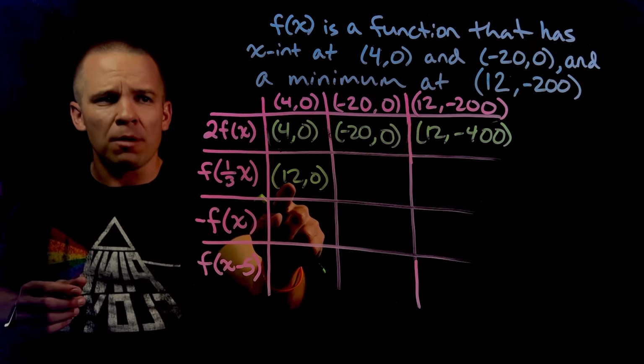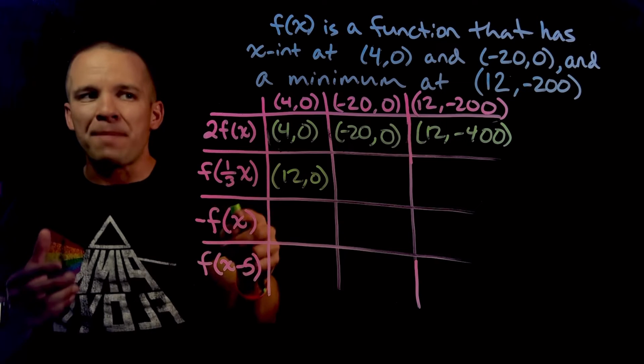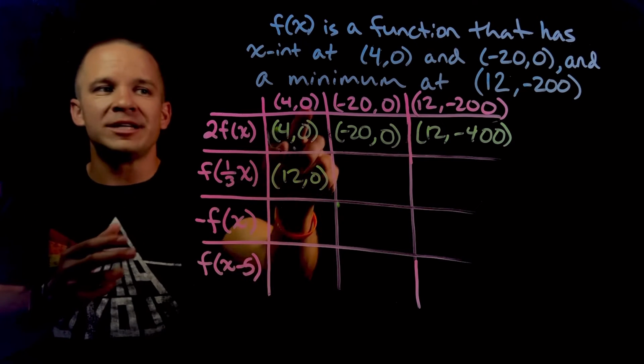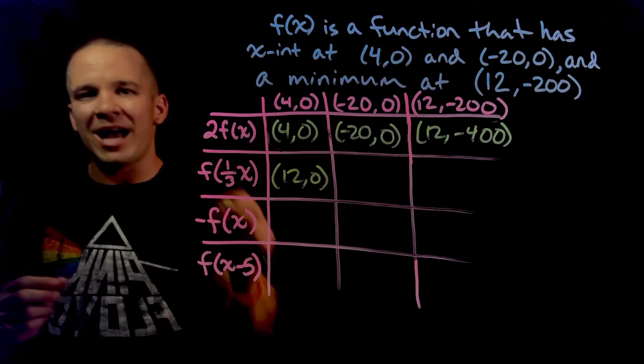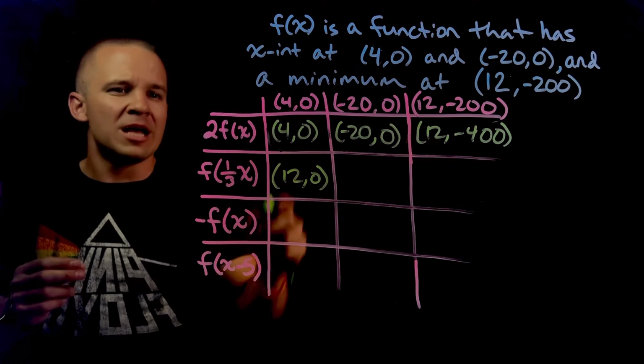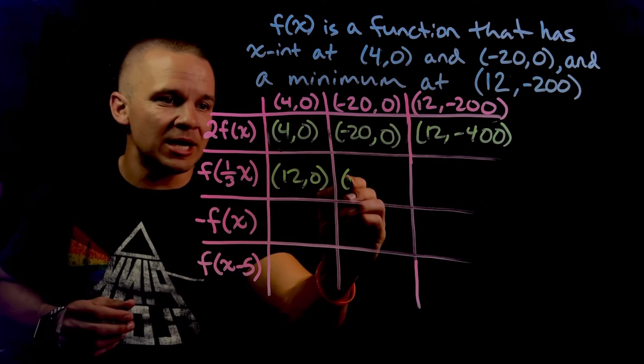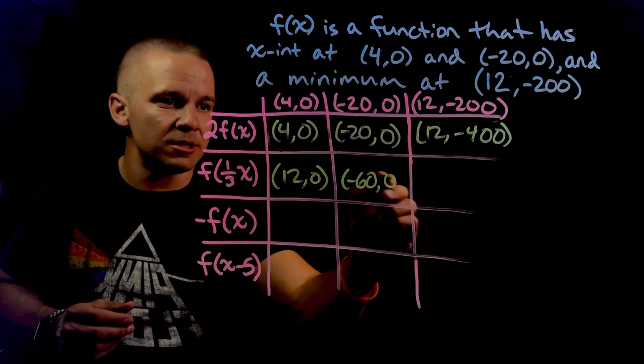Now, how does that work? Well, that means that if I were to plug in 12 for x, 1/3 times 12 gives me 4. I'm back to my original f of 4 to get that 0. So I have to adjust my x value to get back to that 4. Oftentimes, that's something that we overlook. Now, for the next one, I have -20. So I'm going to multiply that by 3, and I'm going to get (-60, 0).